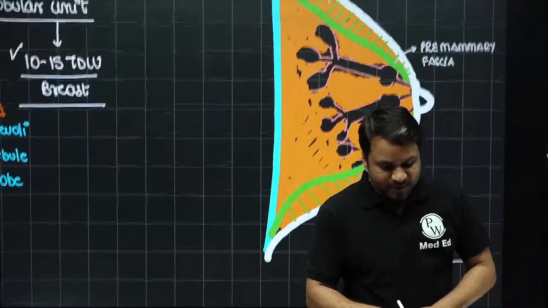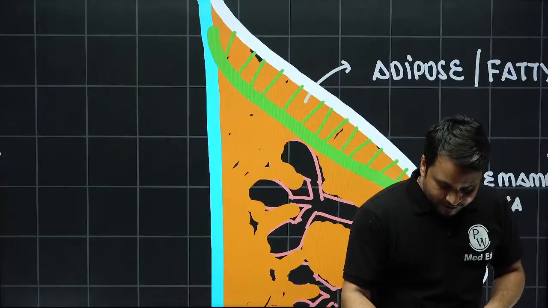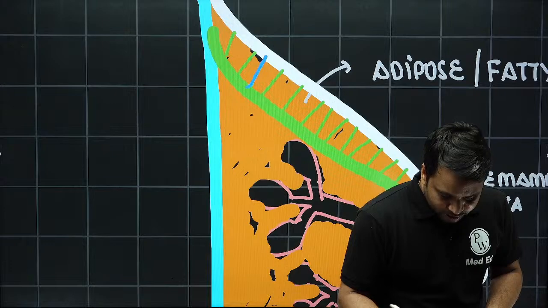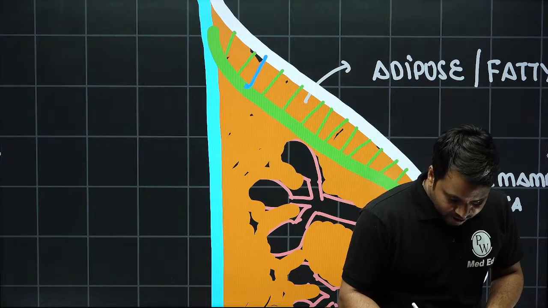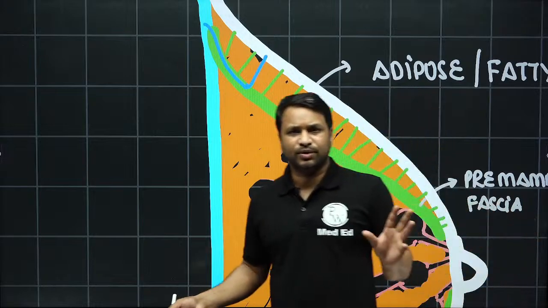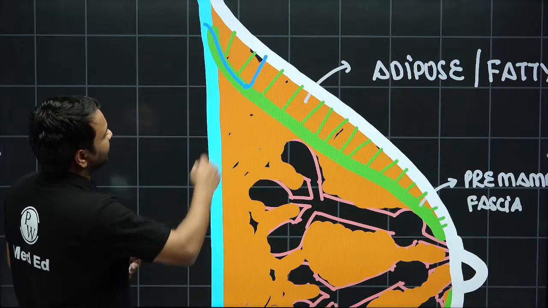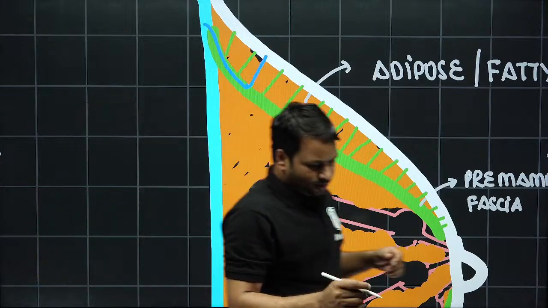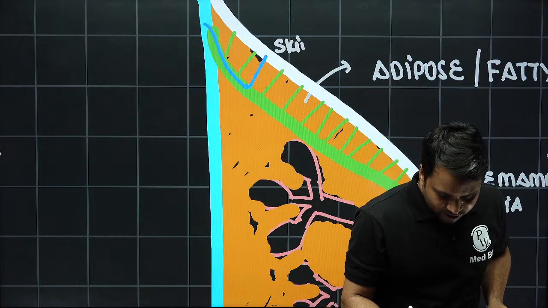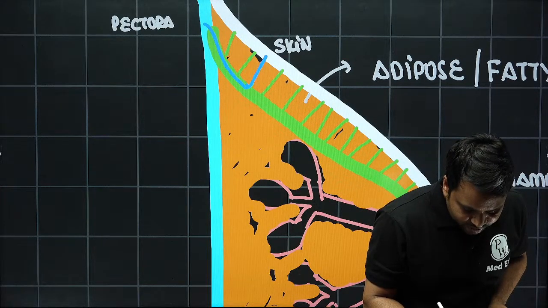So if you look at the suspensory ligaments of Cooper, this is the suspensory ligament of Cooper. It is attaching to the skin. It goes into the pre-mammary fascia, and this pre-mammary fascia attaches to the pectoralis fascia, right? I repeat again, anteriorly it is attaching to the skin. So this is the overlying skin, and posteriorly you have the pectoralis fascia.